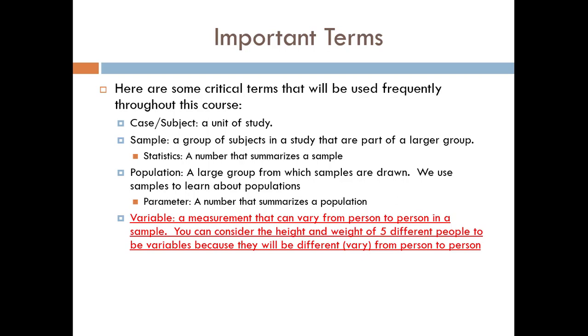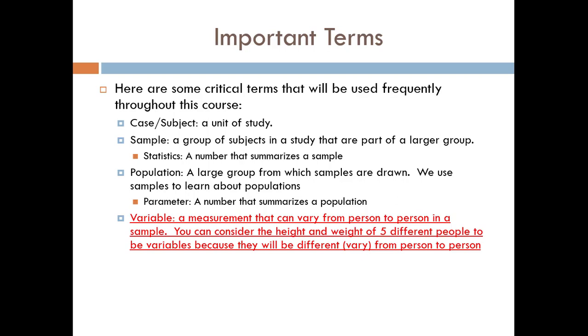Next is the sample. This is the group of subjects in a study that are part of a larger group. In reference to our previous example investigating a cure for cancer, our sample would be all 100 participants that are in the experiment. The word statistics is synonymous with the sample. When we talk about statistics, we are referring to the number that summarizes the sample.